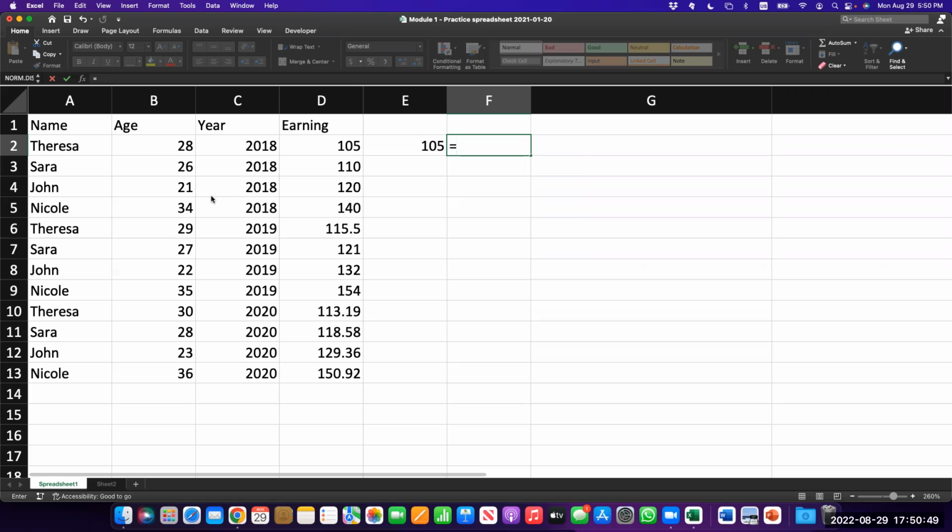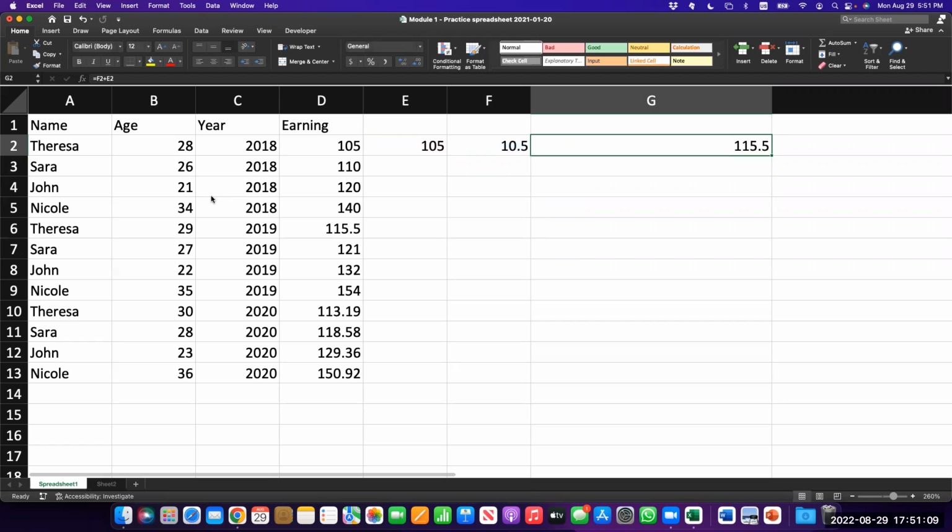Correct. If you divide it by 10, right? So 105 is 100%. You divide this by 10, and it is just as you said, 10.5. And you add this and this gets you 115.5.